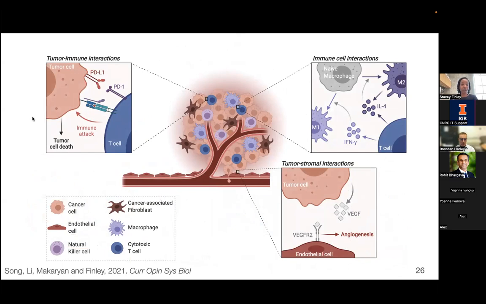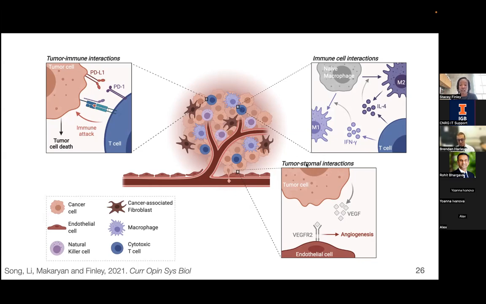We certainly know that there are interactions between tumor cells and immune cells. For example, T cells can become activated and promote tumor cell death. There can be interactions between different immune cell subtypes. So a naive macrophage can go towards an M2, which is a tumor promoting phenotype, or an M1, which is an anti-tumor phenotype. And really there's a scale in between. It's not just these two broad classes, but also T cells can influence that differentiation. So those are immune cell interactions.